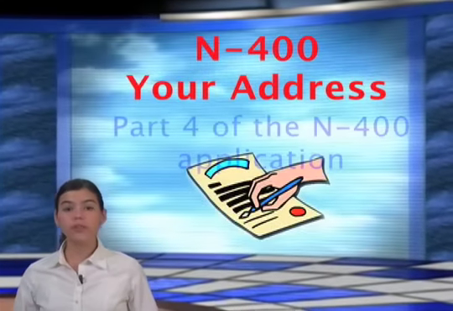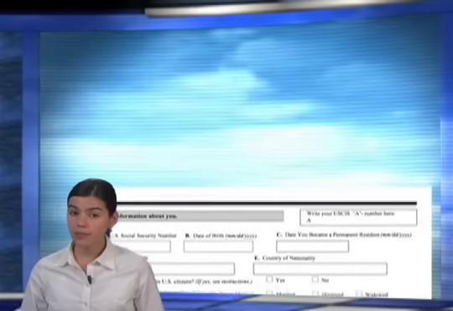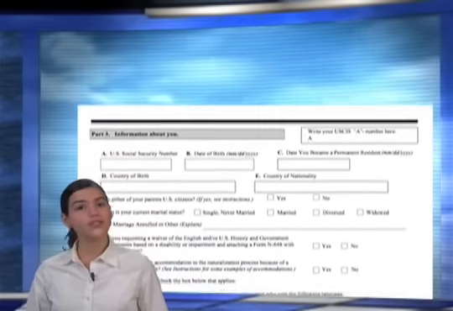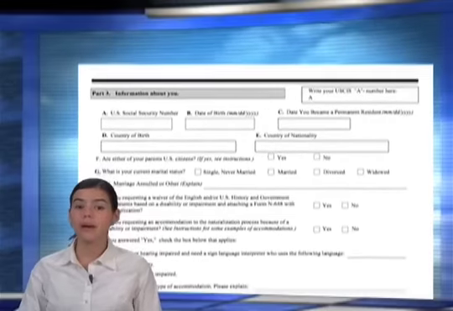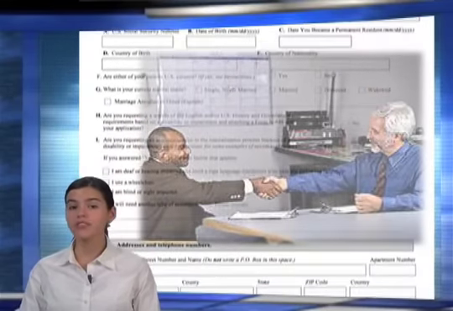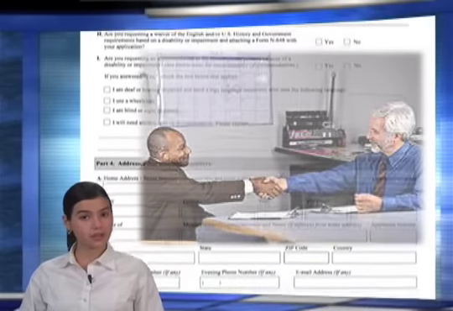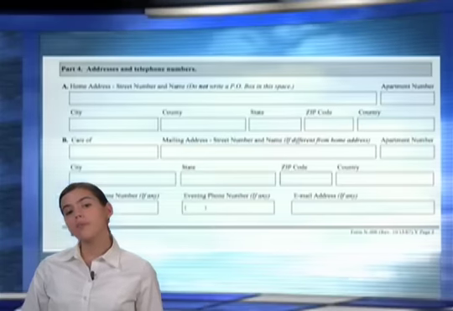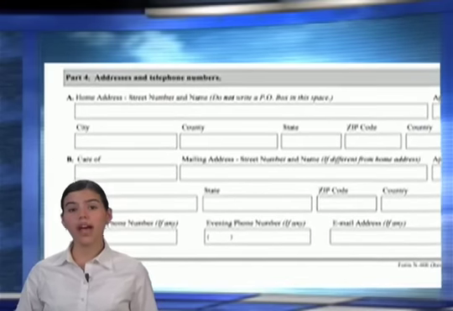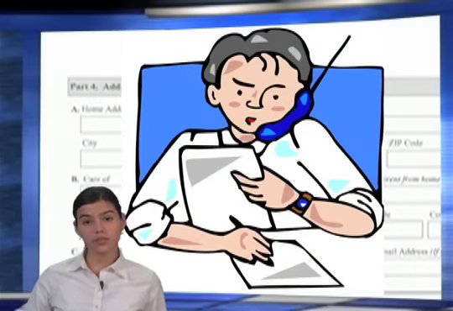This chapter lesson reviews Part 4 of the N-400 application. If you have a copy of your original N-400, please have it with you during this lesson to follow along. Remember, during your interview, the interviewing officer will have a copy of the exact application you sent the United States Citizenship and Immigration Service. Part 4 of the N-400 asks for general information about your address. Your interviewer might use these questions to contact you when they need to.